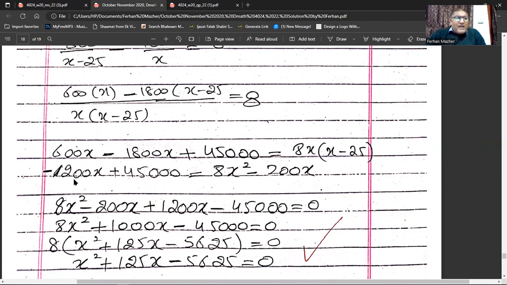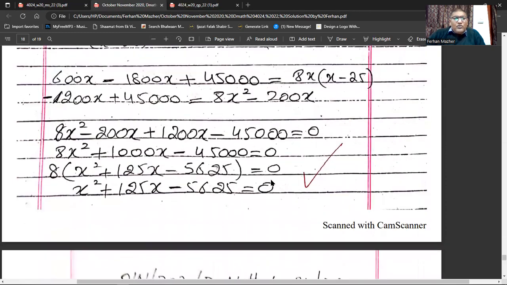So that will be minus 1200X plus 45,000 equals 8X square minus 200X. So 8X square minus 200X plus 1200X minus 45,000 equals 0. So 8X square plus 1000X minus 45,000 equals 0. So take 8 common. 8 is common, bracket x square plus 125x minus 5625, bracket closed, equals 0.